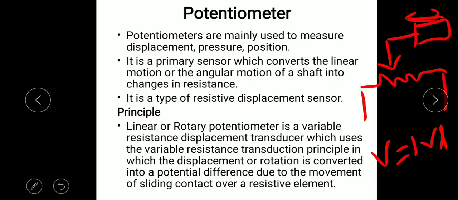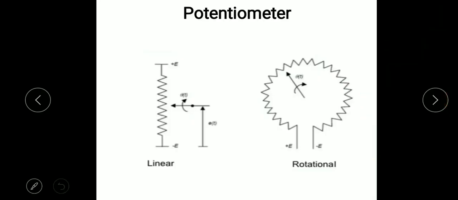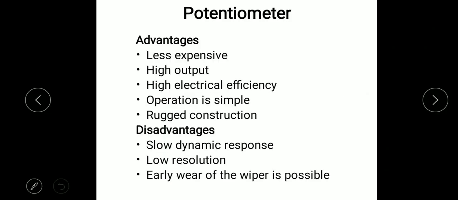That is, when a motion is given on the variable link of the potentiometer, that will vary the resistance, and accordingly that voltage also varies. By comparing the voltage, we can identify how much displacement occurred at the variable link. There are two types of potentiometers. First one is linearly variable type and second one is rotational variable type, and the figures are shown for your reference.